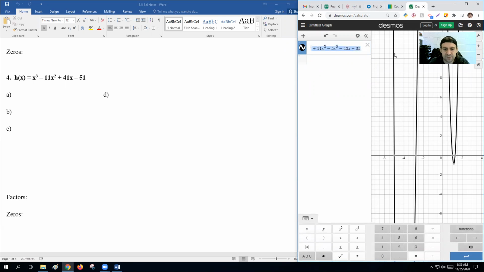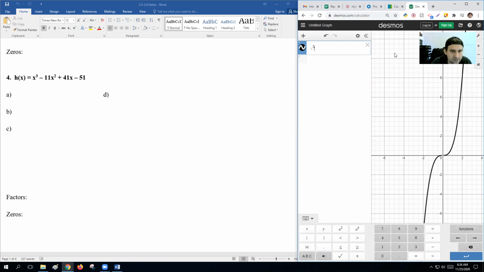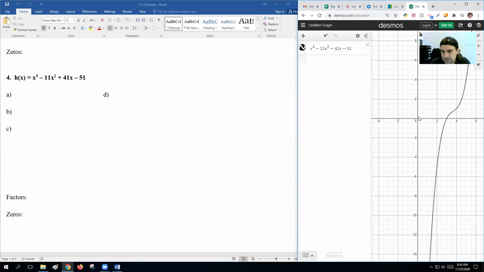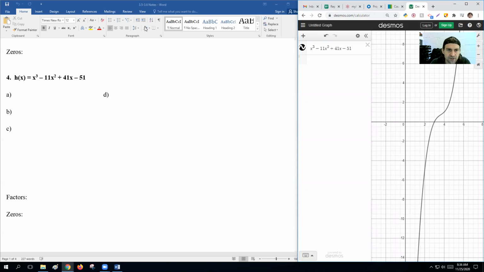So let's type it in on Desmos while we got it. x to the third minus 11x squared plus 41x minus 51. Okay, we got something that looks like that. So if we look at this problem here, this is a degree 3. And so we're going to have 3 zeros.